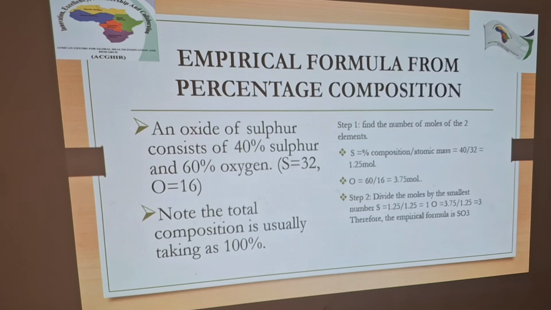So after we've obtained the number of moles, we then divide by the lowest number, which in this case is 1.25. 1.25 divided by 1.25, we get 1. And 3.75 divided by 1.25, we get 3. So we are going to get 1 sulfur atom and 3 oxygen atoms as the empirical formula.